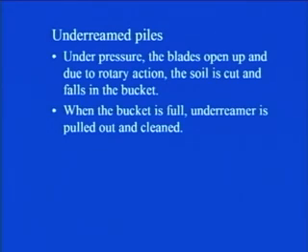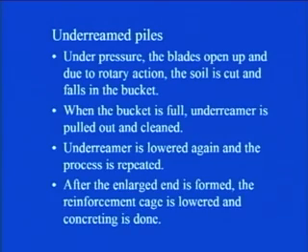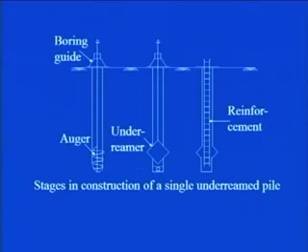When the bucket is full, the underreamer is pulled out and cleaned. So, the soil is cut, it gets accumulated in the bucket associated with the underreamer, it is then pulled out and cleaned, and then this process is repeated again. The underreamer is lowered again and the process is repeated. After the enlarged end is formed, the reinforcement cage is lowered and the concreting is done.